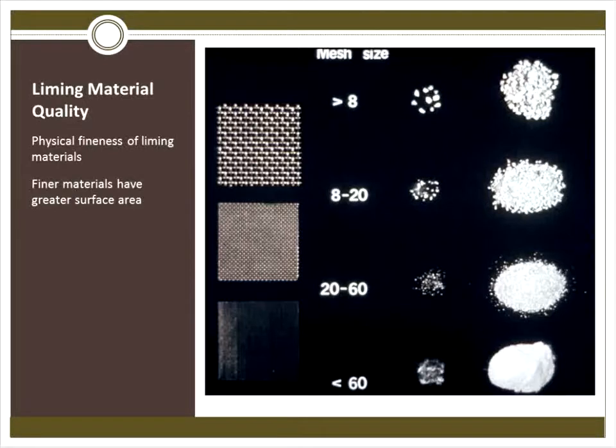Actually, probably better to do it on this slide. Mesh is a size classification where, let's say, something is 8 mesh. There is 1, 2, 3, 4, 5, 6, 7, 8 wires in 1 inch in this direction. And then in this direction, there's going to be 1, 2, 3, 4, 5, 6, 7, 8, so there's going to be 8 wires in that direction as well. So it's an 8 mesh type of screen.